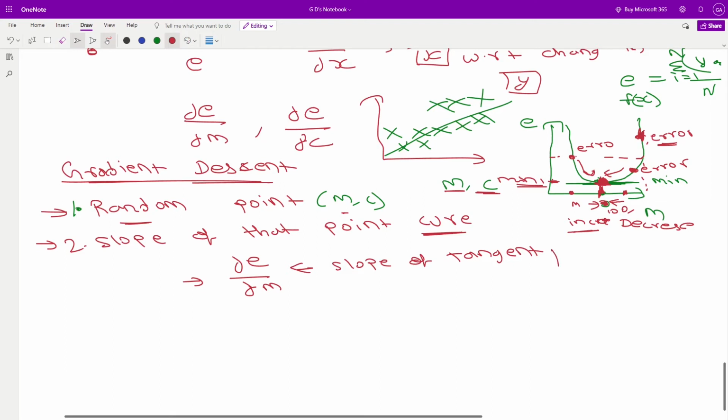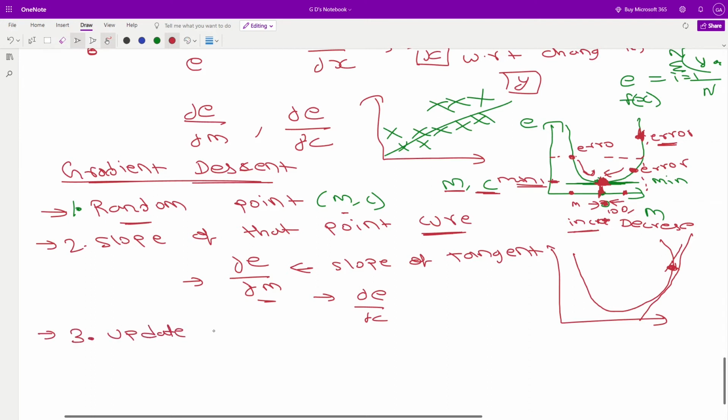For example, this is your graph, and let's assume this is your random point on it. You're trying to approximate a line here, and you're trying to calculate the slope of this particular line. That is what we have done in dE by dm. After calculating the slope of the tangent, that is dE by dm and of course dE by dc respectively, the third step is to update the m and c value.